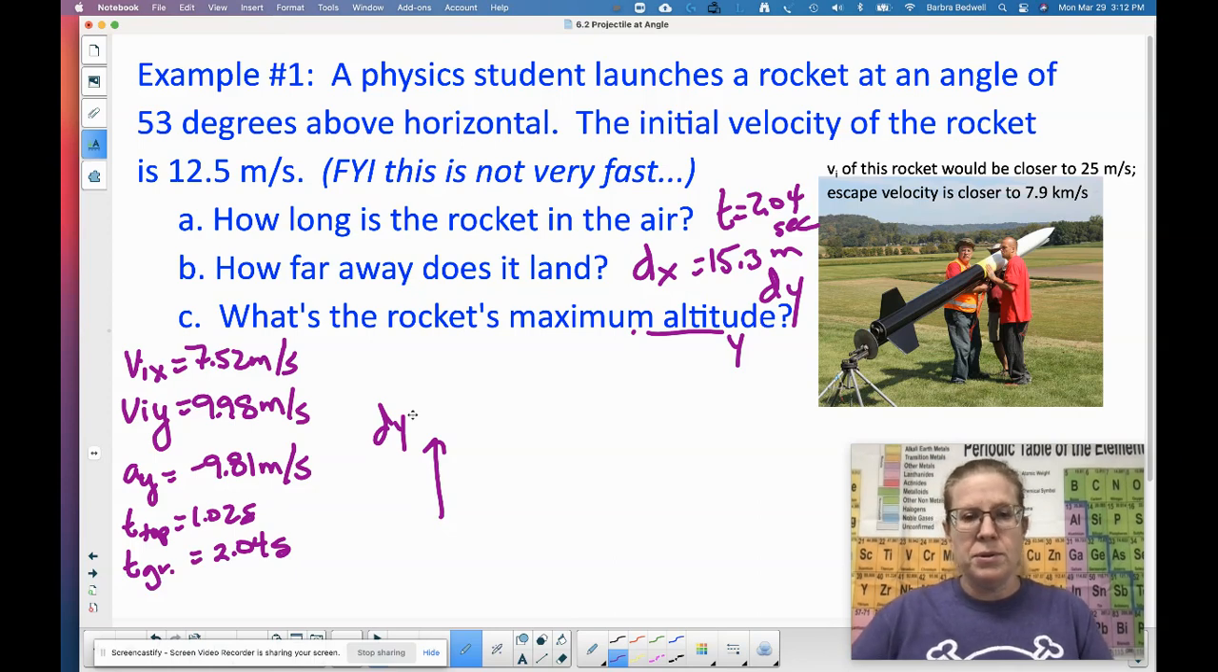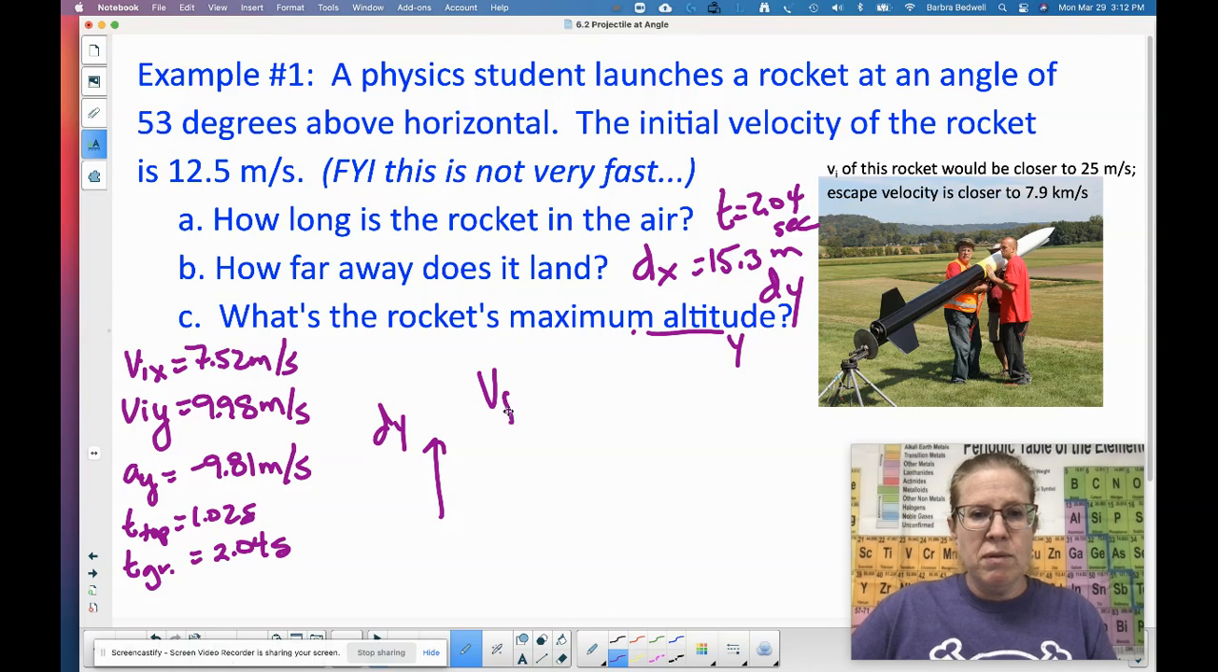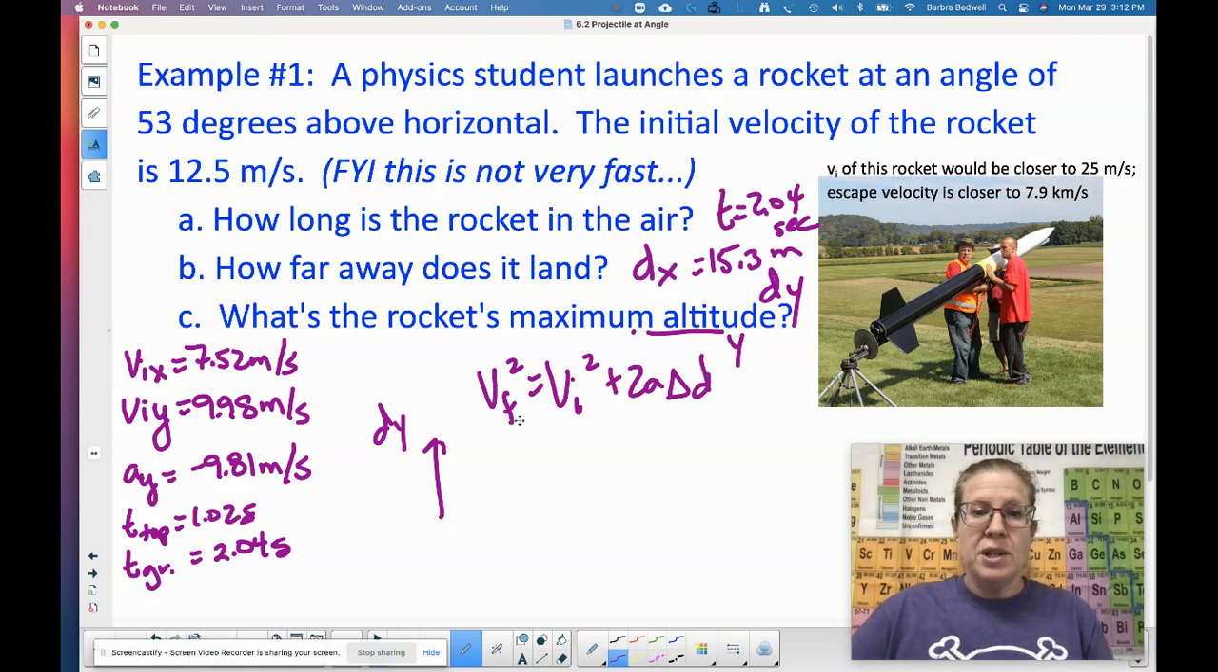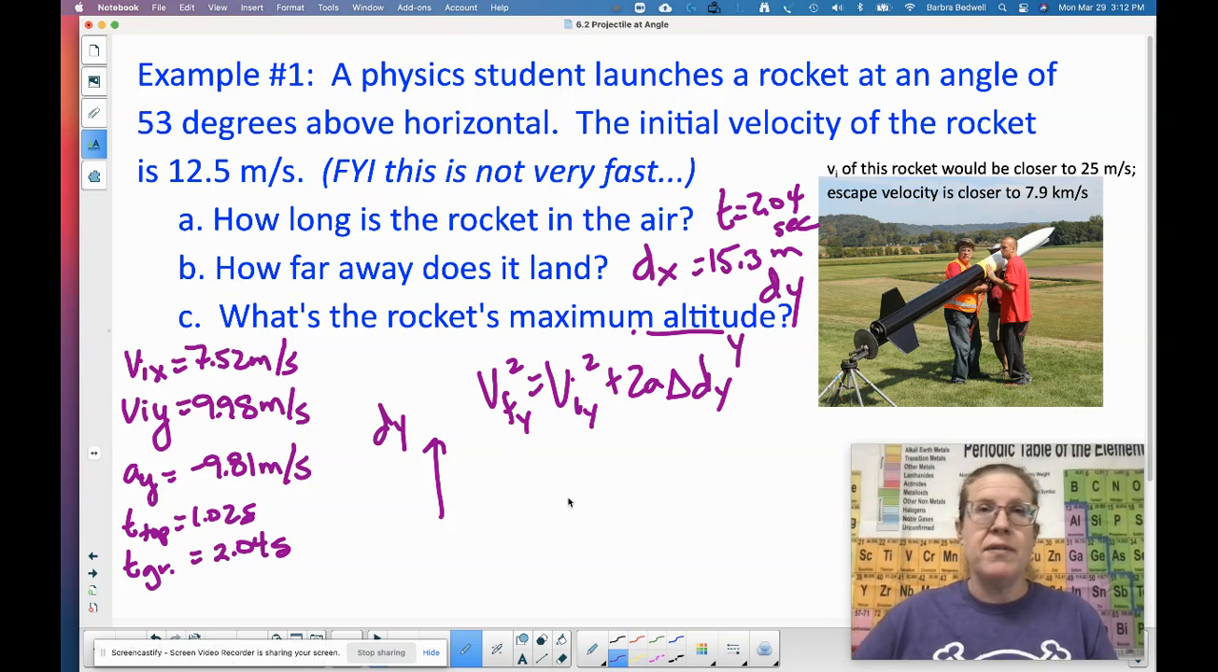What equations can we use? Well, we have a couple different equations that we could use. We could use this one, VF squared equals VI squared plus 2A delta D. Again, these would all be Y's, Y's, and Y's. Or you can use df equals di plus vi delta t plus 1 half at squared. I like this one, a little bit easier for me.